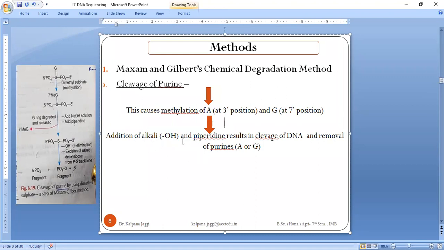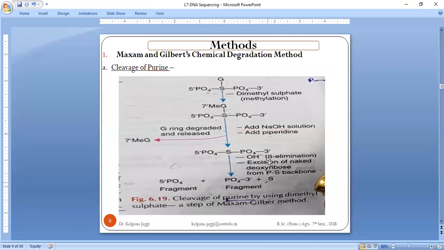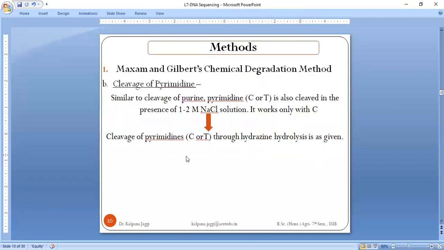And then later on, when alkali and piperidine treatment is given, it results in the removal of purine, A or G. That means this is a reaction that specifically lets you know whether A is present or whether G is present. Fine. So this is the cleavage of purine that I have already told you. Now we need to go for the cleavage of pyrimidine.